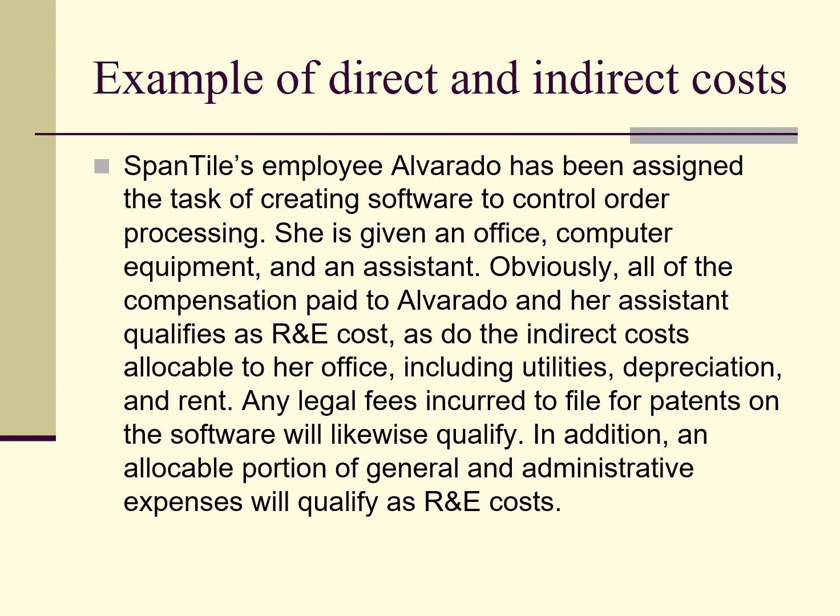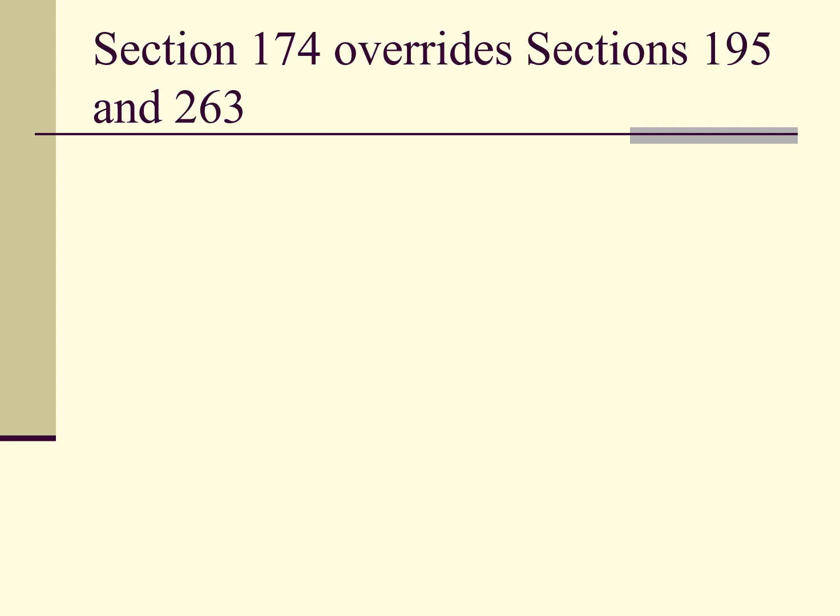Any legal fees incurred to file for patents on the software will likewise qualify. In addition, an allocable portion of general and administrative expenses will qualify as R&E costs. For a startup company, qualifying software development costs as Section 174 costs presents a major advantage over accounting for such costs under another section.